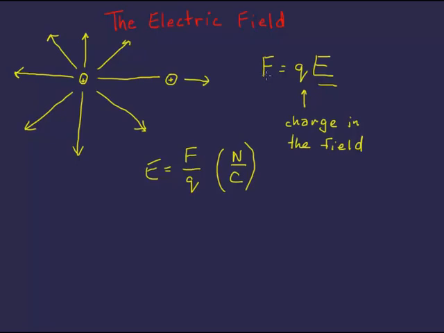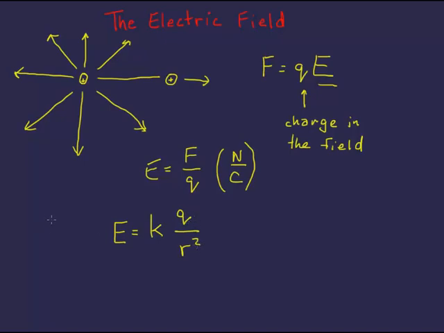Now for point charges, the electric field strength has an equation that's going to look awfully familiar. It's kQ over r squared. Now if you notice, it looks almost identical to Coulomb's law, except for it's missing one of the charges.